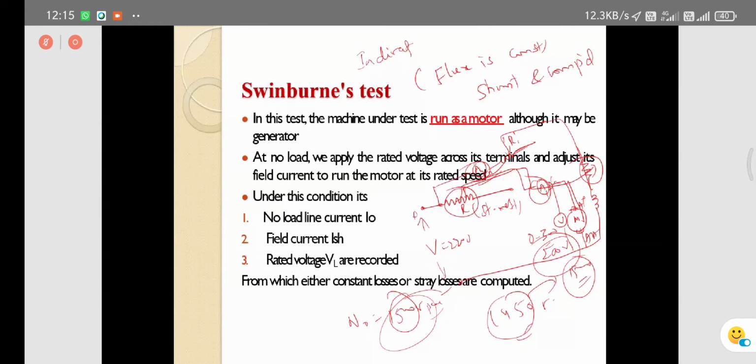Generally, the motor rheostat position is here. This is the minimum position, and this is the maximum position. So the motor rheostat is kept at the minimum position.